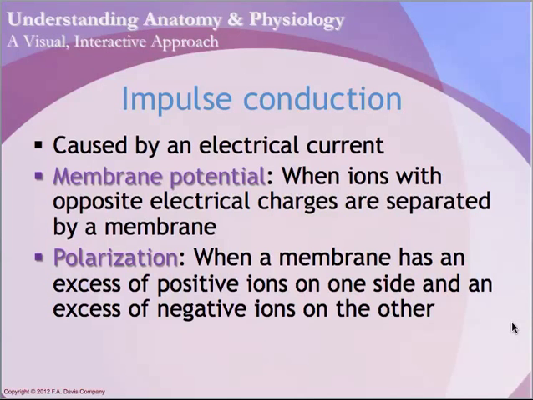Polarization, on the other hand, is a membrane that exhibits membrane potential: an excess of positive ions on one side of the membrane and an excess of negative ions on the other side. This is what we consider polarized. So they would say the membrane is polarized when it has membrane potential.